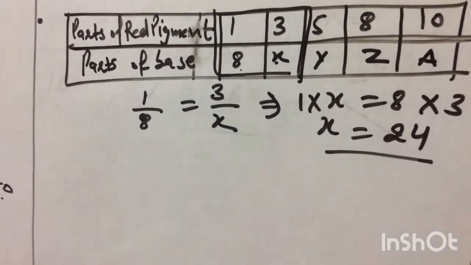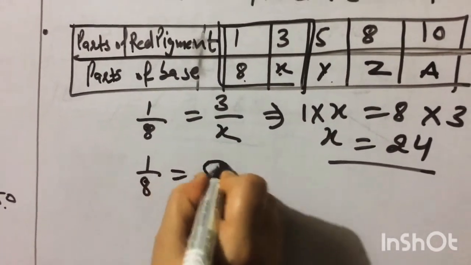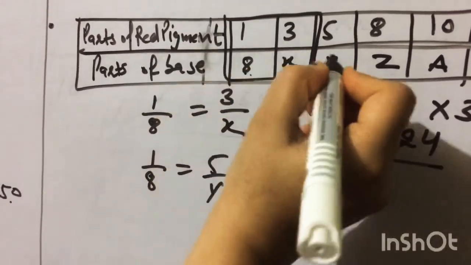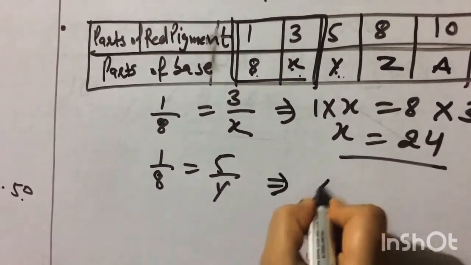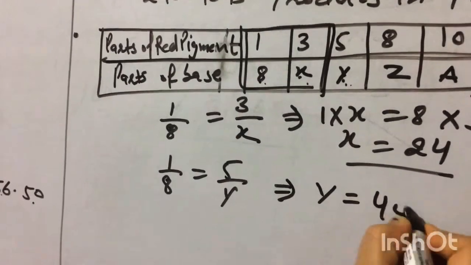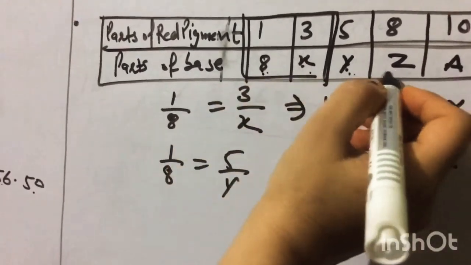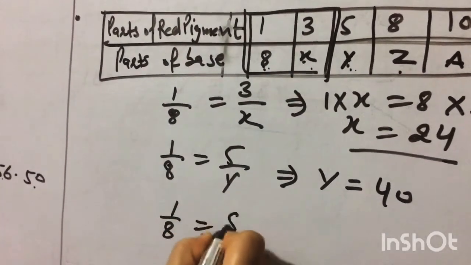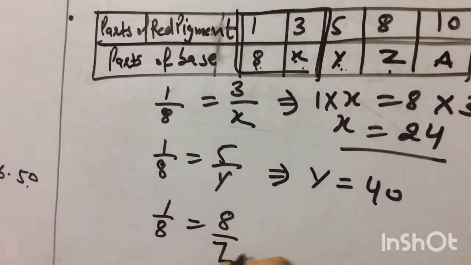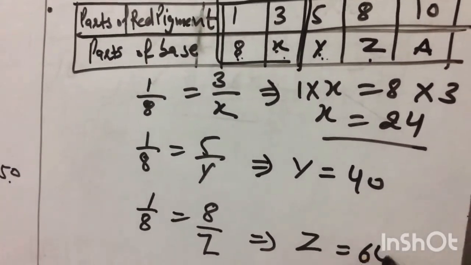This is the answer. Now we have to find the value of Y. We can take 1 by 8 equals 5 by Y, the first and third. You can also take the second and third. By cross multiply we get Y equals 8 fives are 40. Now we have to find the value of Z. We can take the first and fourth: 1 by 8 equals 8 by Z. By cross multiply we get Z equals 8 eights are 64.